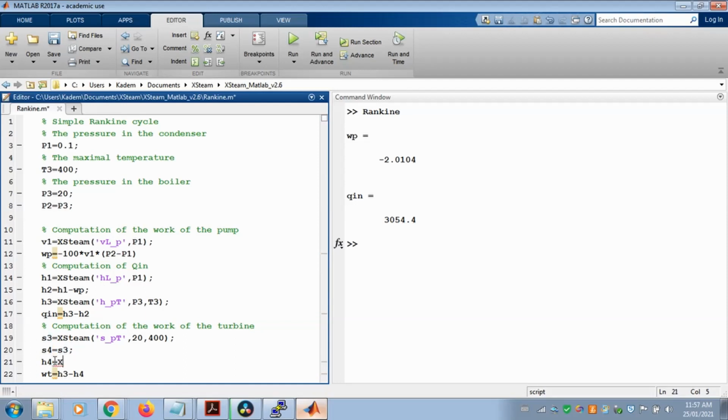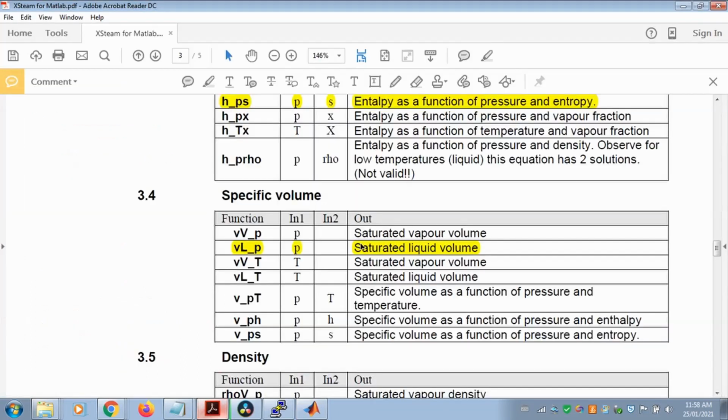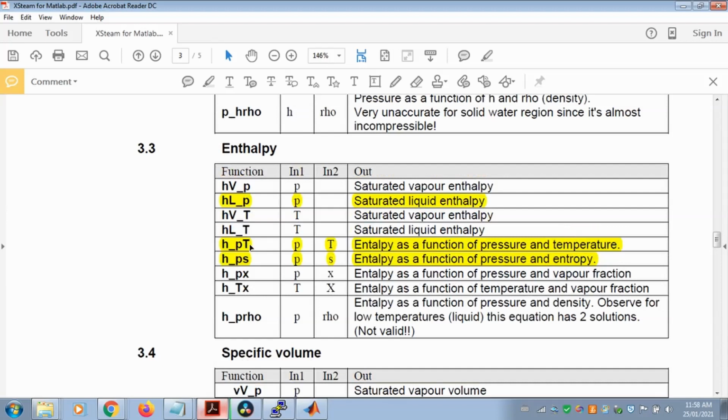And it's Xtheme. What are we looking for? We are looking for the enthalpy, knowing the following properties: pressure and entropy. Okay? So if you have a doubt, you just can go here and you see enthalpy, pressure, and entropy. Enthalpy as a function of pressure and entropy. So this is what we are doing here.